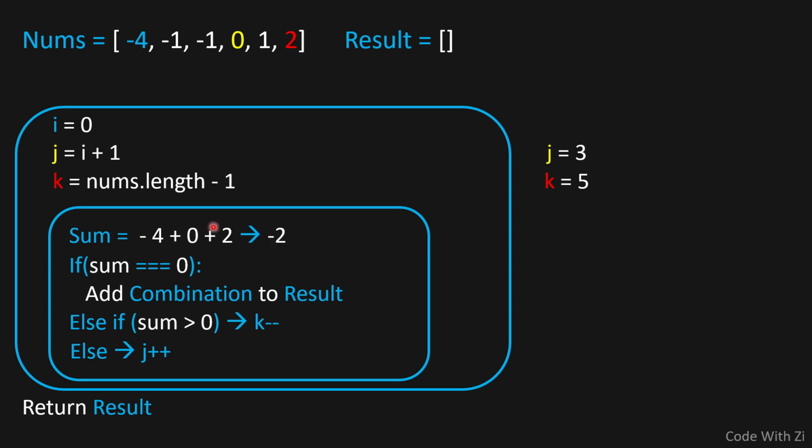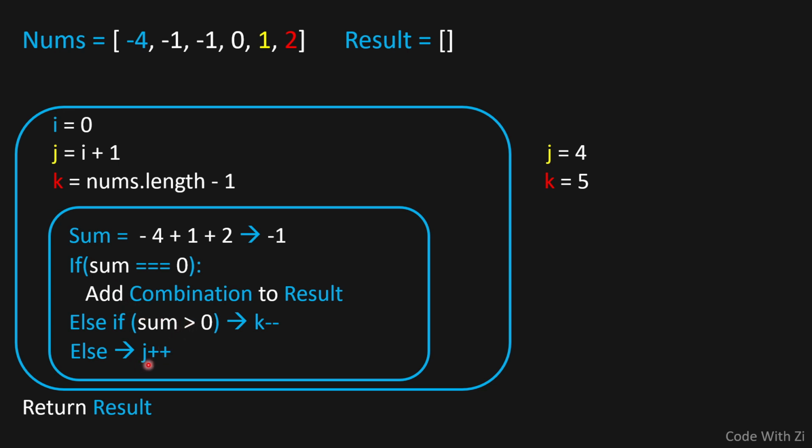And again, our sum is not equal to 0. Our sum is not greater than 0, so we're gonna increment j one more time, like so. So now j is equal to 4, and the number with the index of 4 is this number here, and we're gonna calculate our sum. So -4 plus 1 plus 2 is equal to -1. Again, our sum is not equal to 0, and our sum is not greater than 0, so we're gonna increment j once more.